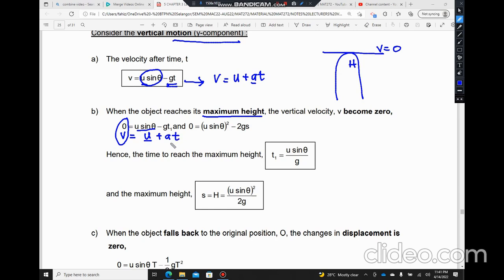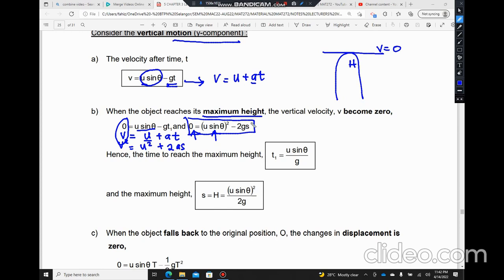So satu lagi kita boleh guna formula V square equals to U square plus 2AS. So kita akan dapat yang kedua ni. So V square is V equals to 0. U is U sin theta, tapi kita squarekan, and then plus 2AS. A tukar pada negatif G, so minus 2GS.